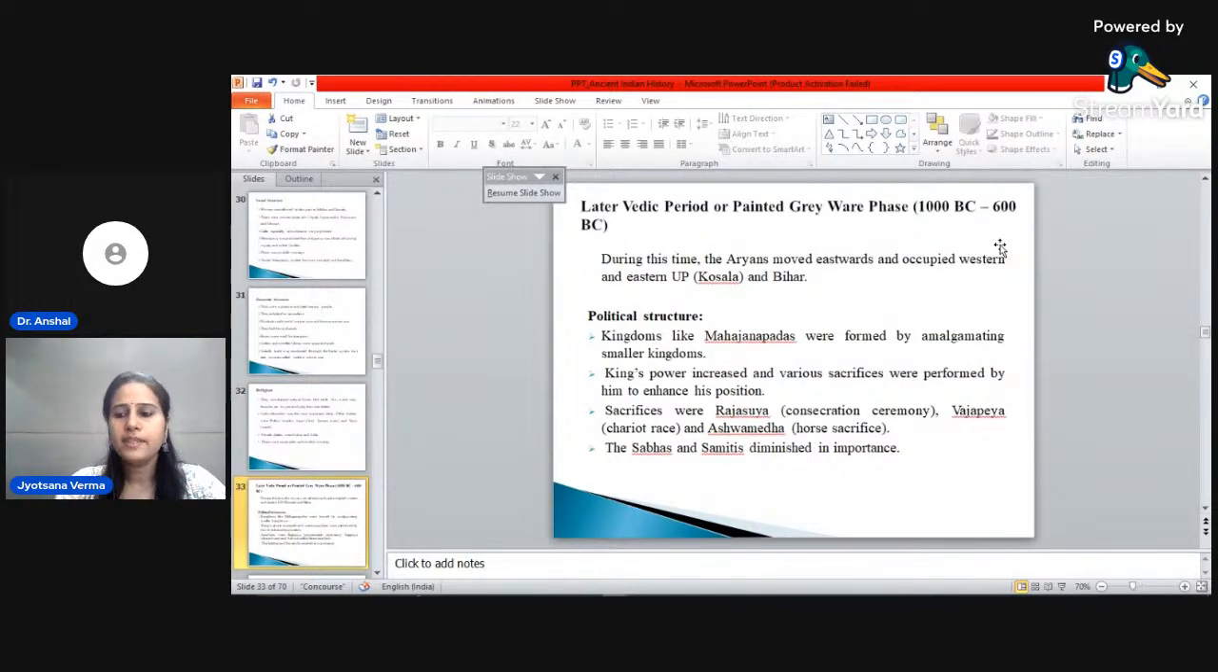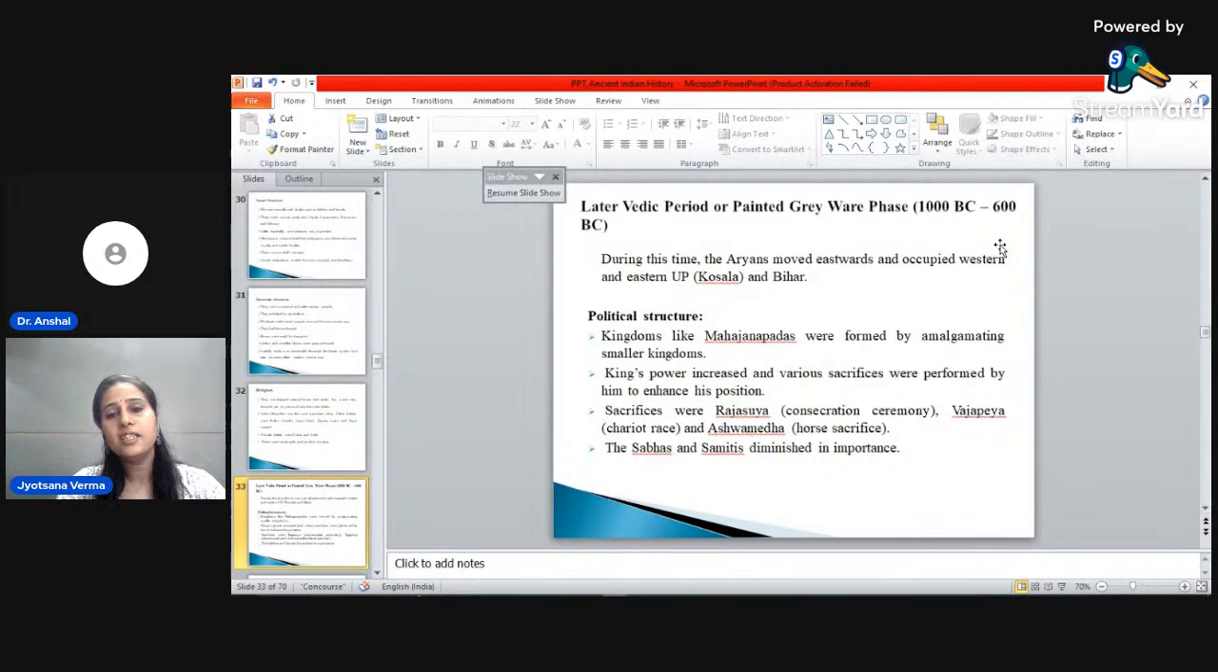In the later Vedic period, society was more complex compared to the early Vedic period, and there were different political, social, and economic structures. Most importantly, in this period the Aryans moved to occupy western and eastern UP and Bihar, basically the Indo-Gangetic plain, and settled there.